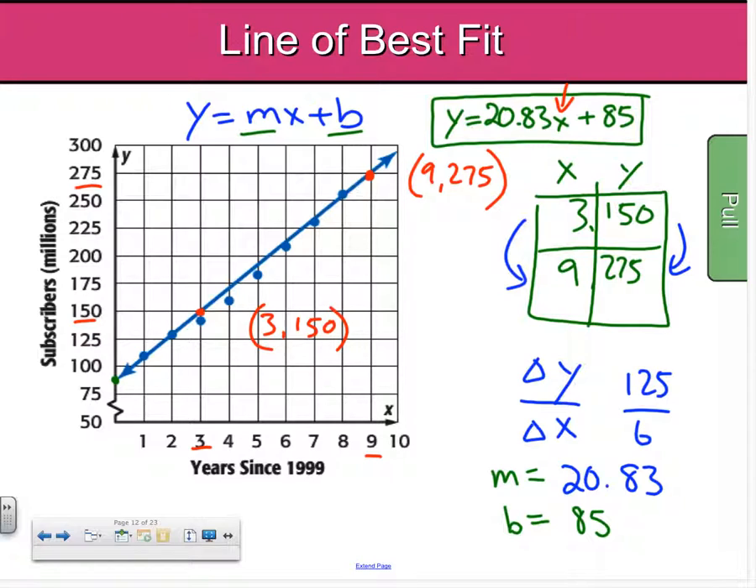So once again, in this problem, we plotted the points and created the scatter plot. There was a line of best fit, and then we used 2 points from that line of best fit to come up with a slope, and we saw where the line crossed the y-axis to determine the y-intercept. So these are some of the things that you'll be working on for homework tonight.